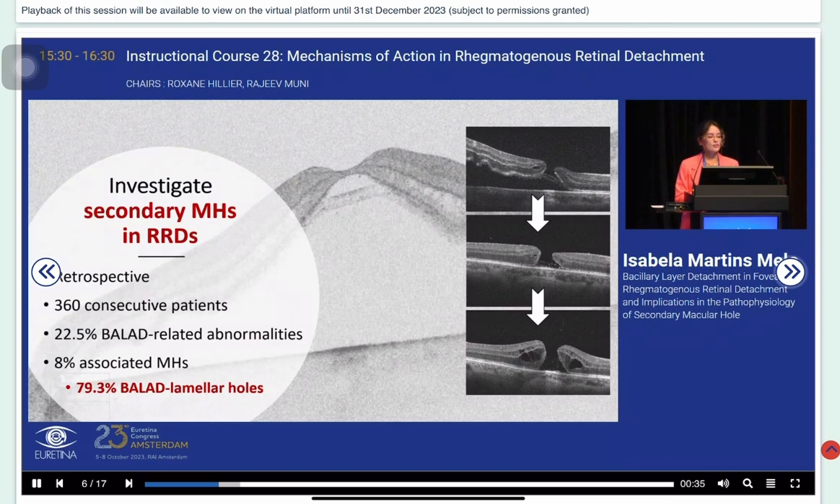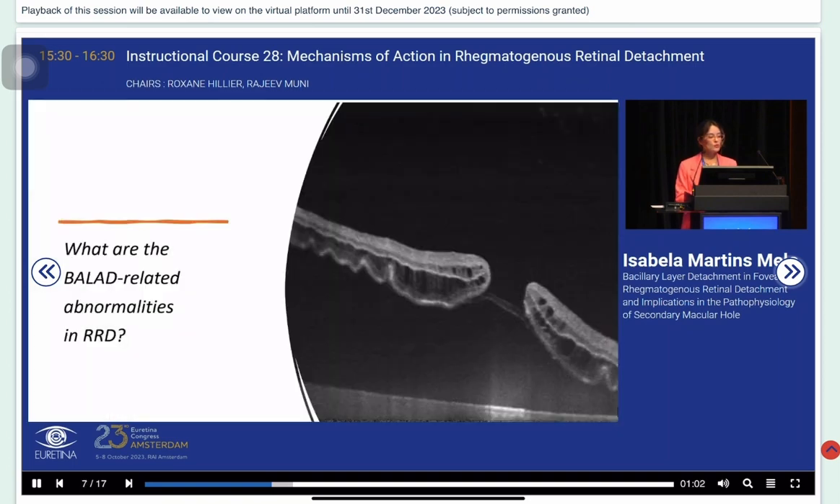So this year we decided to investigate the pathophysiology of secondary macular holes and detachments. We did a larger retrospective cohort study, including 360 patients, and again we confirmed that almost 23% of patients have BALL-related abnormalities in baseline OCT. 8% of our cohort had associated macular holes, but most importantly, almost 80% of these macular holes were actually BALL lamellar holes. And what are those BALL-related abnormalities we've been talking about?